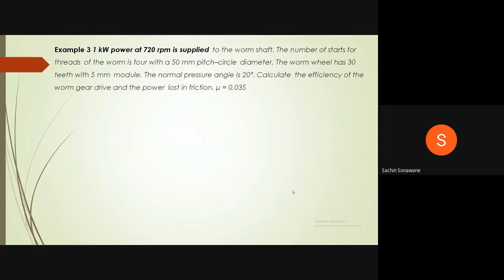Example number 3. 1 kilowatt power at 720 rpm is supplied to the worm shaft. The number of starts for threads of the worm is 4 with a 50 pitch circle diameter. The worm wheel has 30 teeth with 5 module. The normal pressure angle is 20 degree. Calculate the efficiency of the worm gear drive and the power lost in friction. Take coefficient of friction mu equal to 0.035. Therefore, please write down.